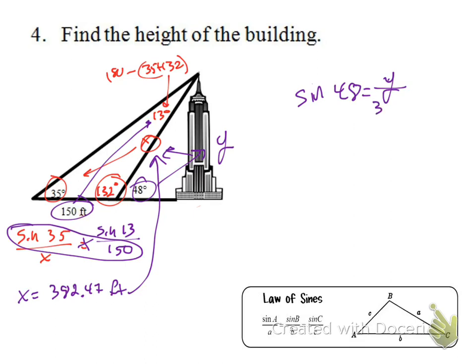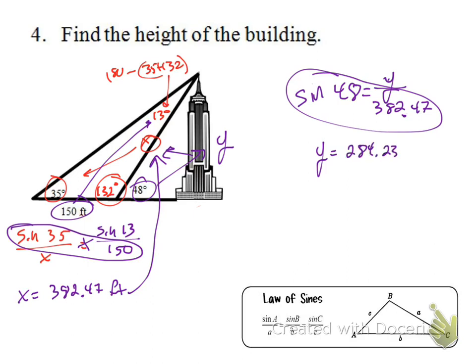Now hopefully you did not delete that entire decimal from your calculator, because we need to use that. Remember that if y is up high, multiply, so take that big decimal, 382.46744914, and multiply it by the sine of 48 degrees, and we find the height of the building to be 284.23 feet.